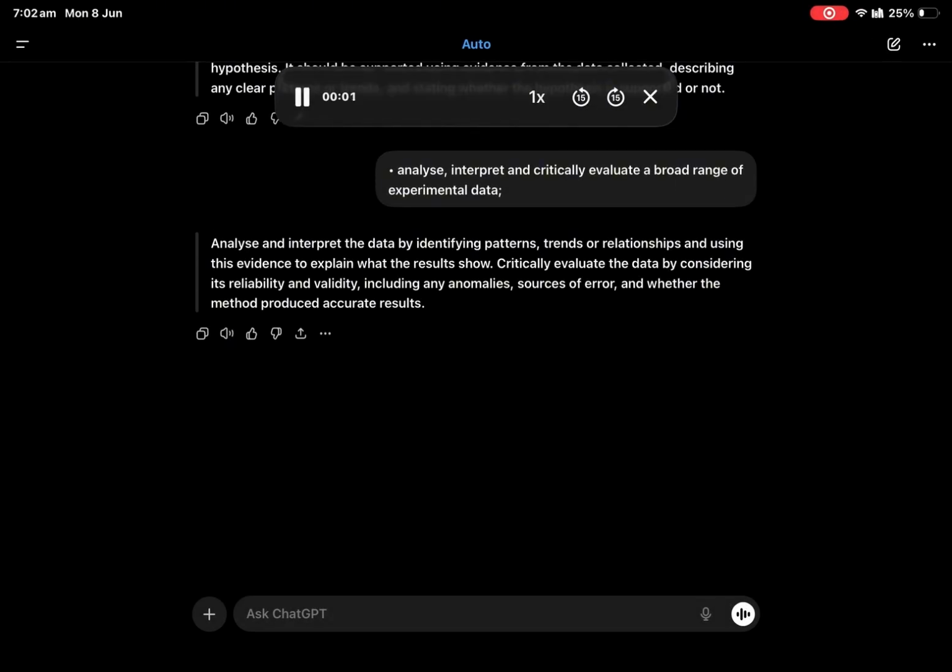"Analyze and interpret the data by identifying patterns, trends, or relationships, and using this evidence to explain what the results show. Critically evaluate the data by considering its reliability and validity, including any anomalies, sources of error, and whether the method produced accurate results."